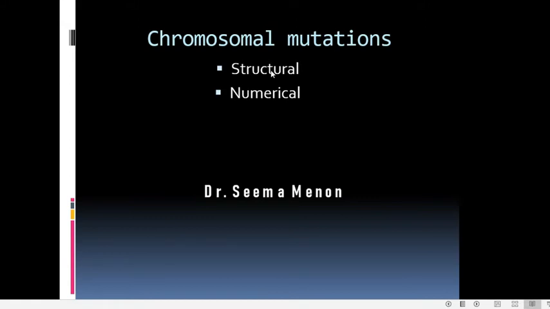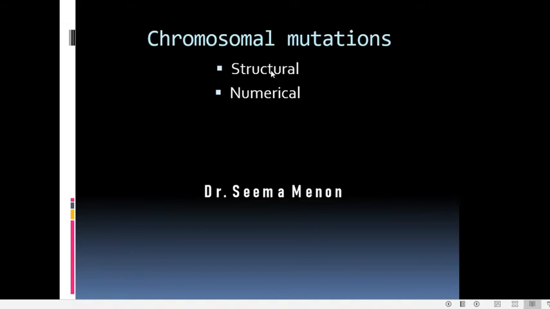Structural changes involve the loss of a particular segment of a chromosome, or the addition or duplication of a particular chromosome segment, or the change in position of one segment of a chromosome to another position. So, all these bring about structural changes in the chromosome, but there will be no change in the number.